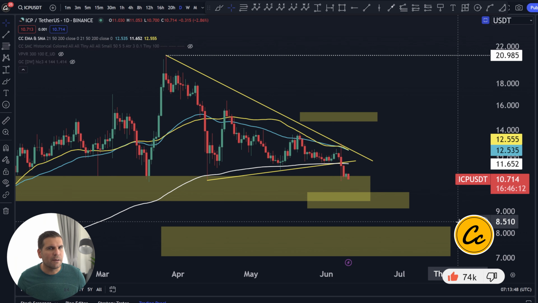But do bear in mind, I am no financial advisor. I cannot give you financial advice. All I can do is share my thoughts and opinions in the data, in the charts, as I personally see it.